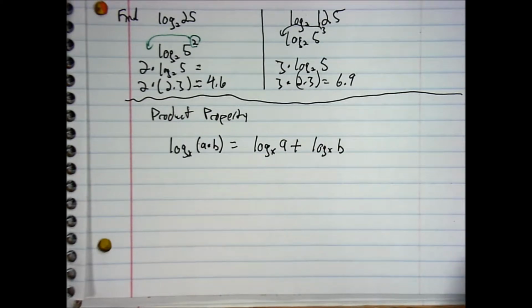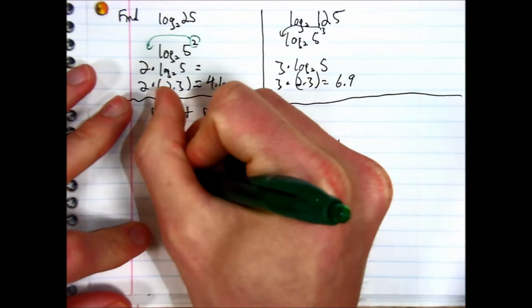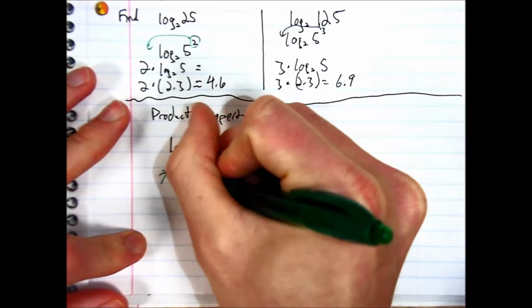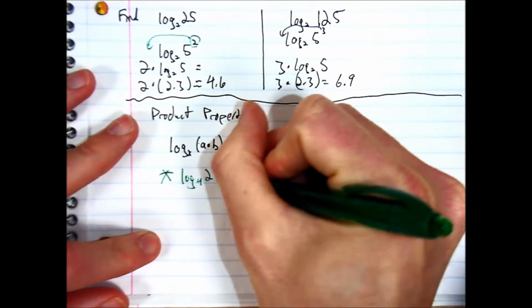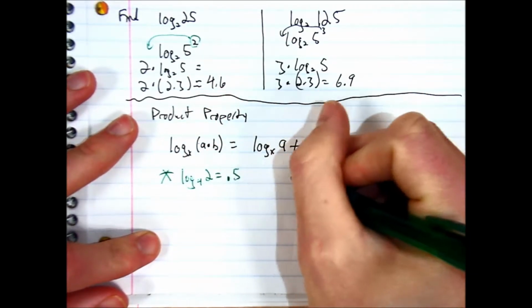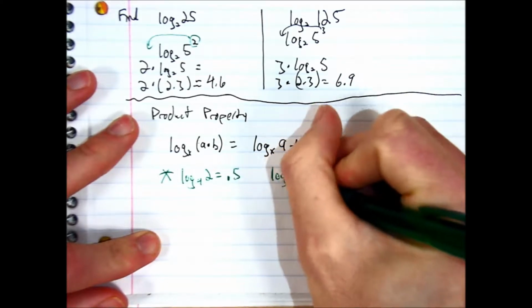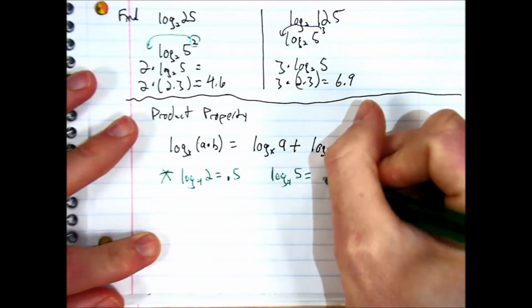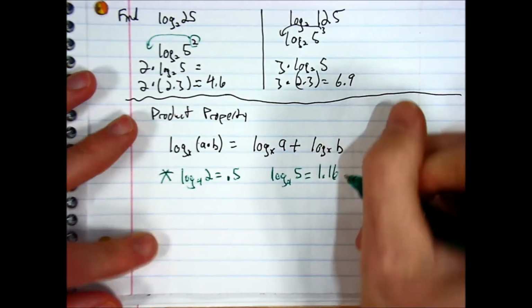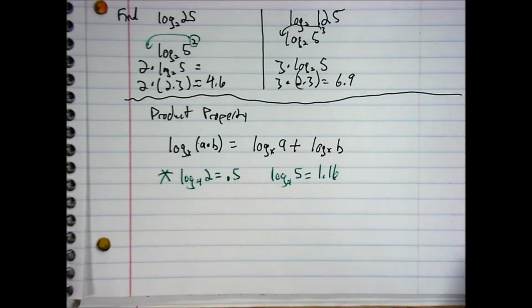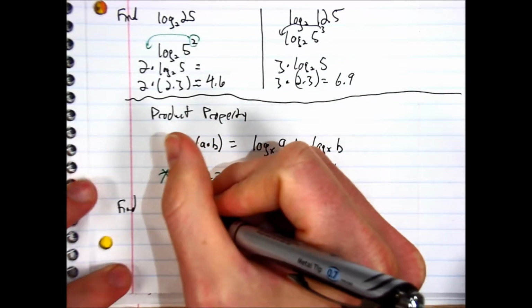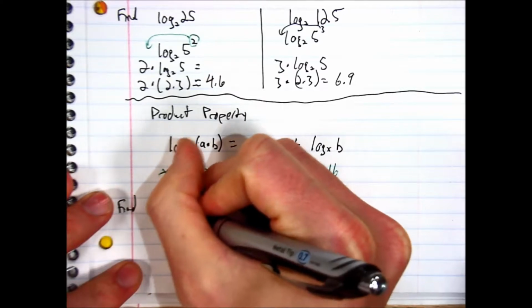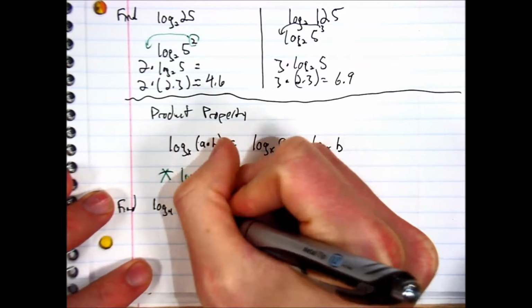Okay, let's see. Alright, so similar to before, they're going to give you some values here. Log base 4 of 2 equals 0.5, and log base 4 of 5 equals 1.16. Okay? Find log base 4 of 32.